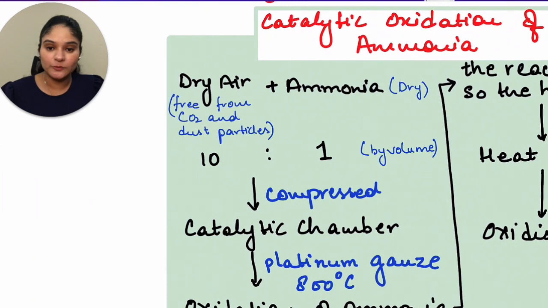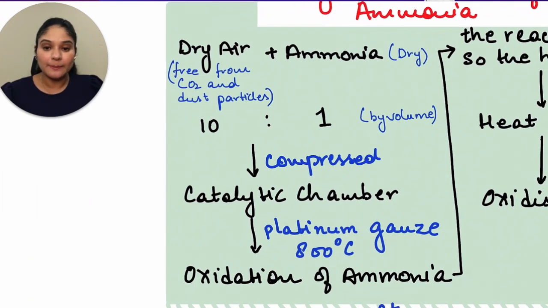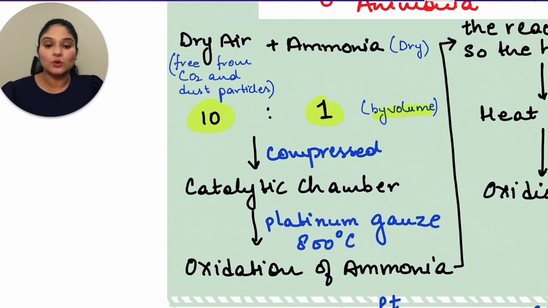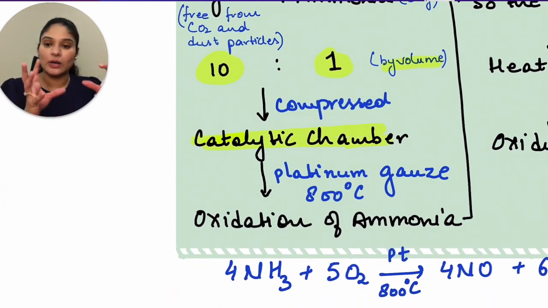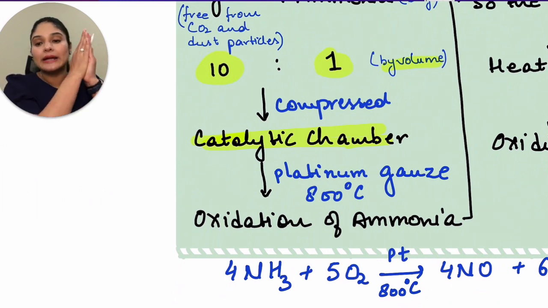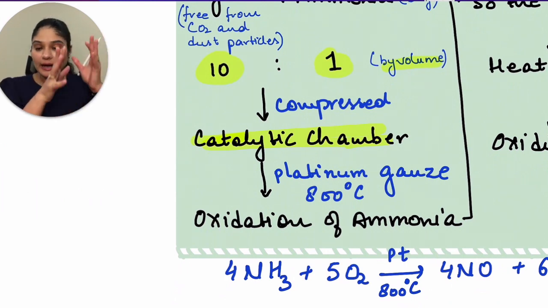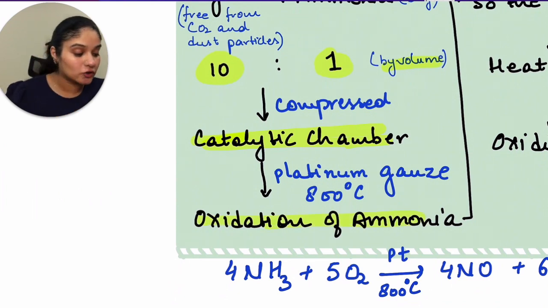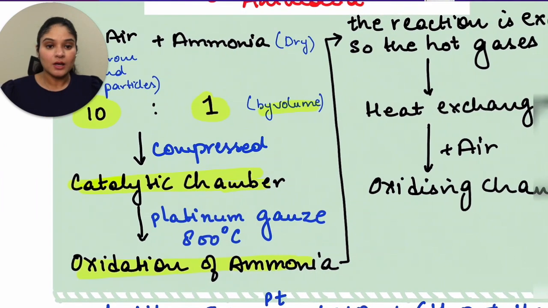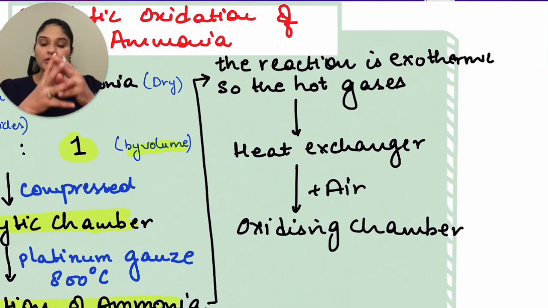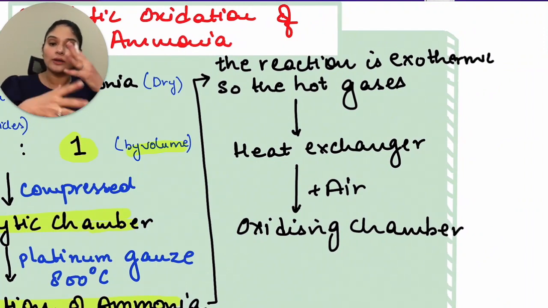So you have dry air plus dry ammonia combining in the ratio of 10:1 by volume. You compress it and move it into the catalytic chamber. In the catalytic chamber, you have platinum gauze already present and the temperature is brought to 800 degrees Celsius. At this position, oxidation of ammonia happens. This reaction is exothermic, so all the gases which are being made are hot.